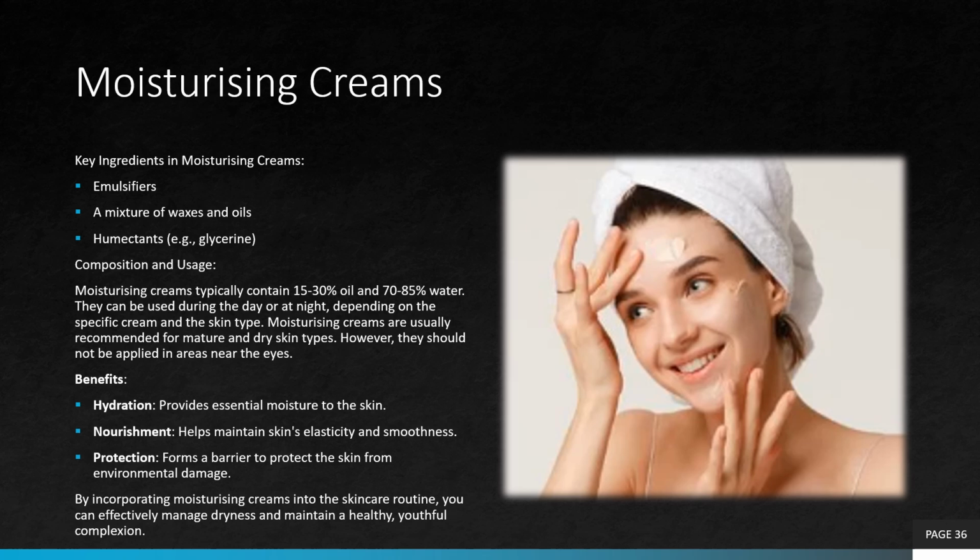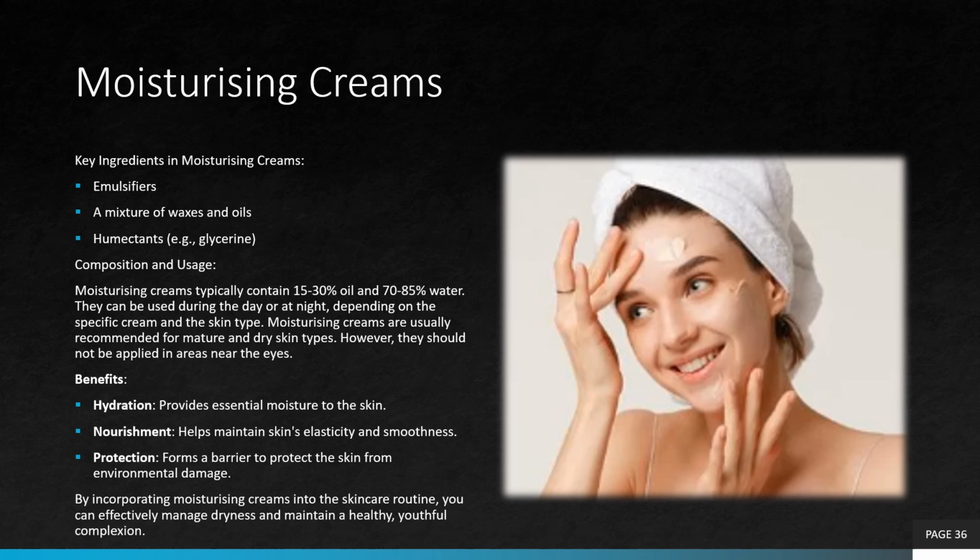Key ingredients in moisturising creams include emulsifiers, a mixture of waxes and oils, and humectants. Moisturising creams usually contain 15 to 30% oil and 70 to 85% water. They can be used during the day or at night, depending on the specific cream and the skin type.